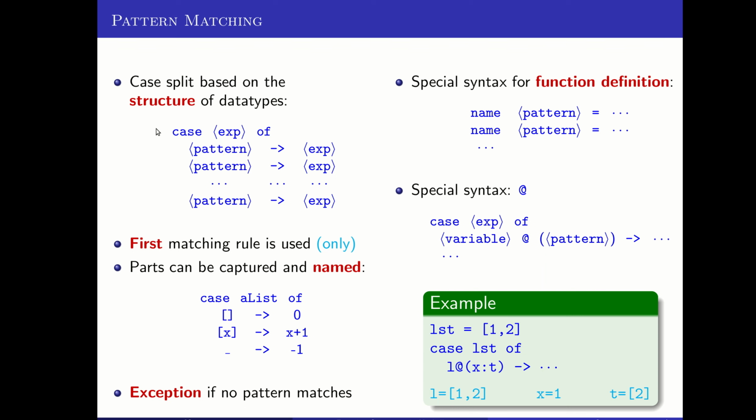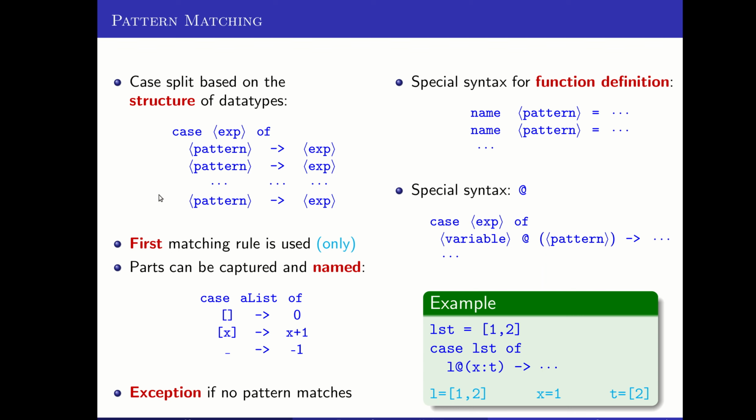So what we state is case and then some expression of, and then we state a pattern for it. Things like what our data's value might be or what our data's configuration might be. And then we give an expression that will be the result in that particular case. And we can list multiple of these patterns, each with their own resulting expression. The first pattern that matches is the one that will be used, and it's the only one that will be used in that particular circumstance.